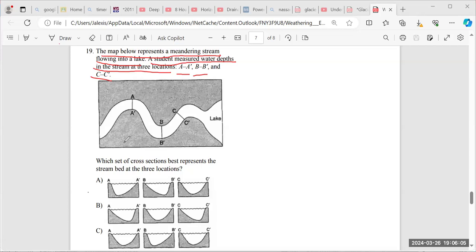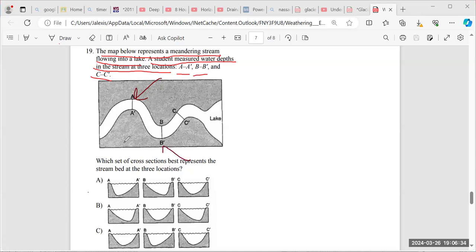All right. So when I'm taking a look, well, I know the deeper part of the water in the curved part of a stream is definitely going to be on the outside of the curve. So I'm looking at this curve right here. A is on the outside of the curve. So that means A needs to have the deeper part of the water. The water depth has to be deeper.